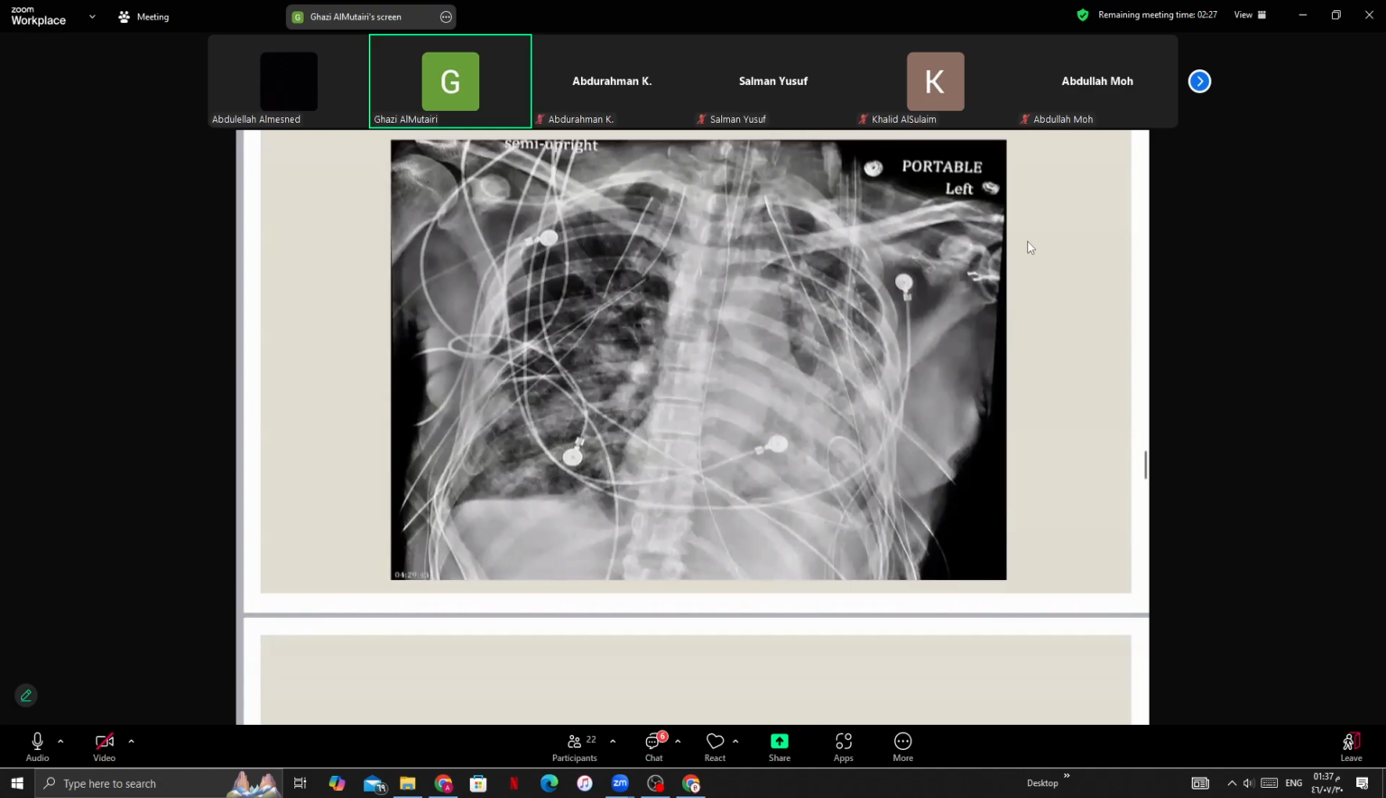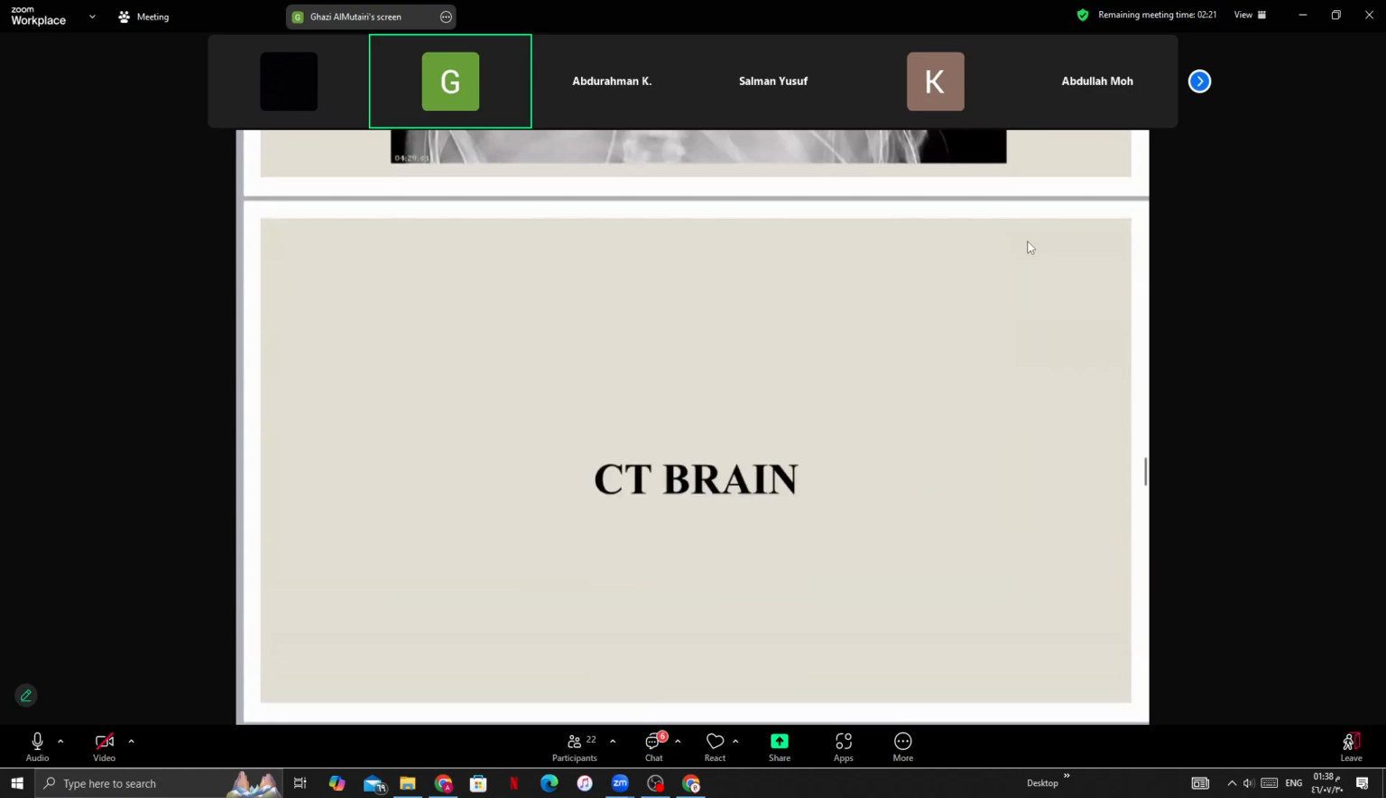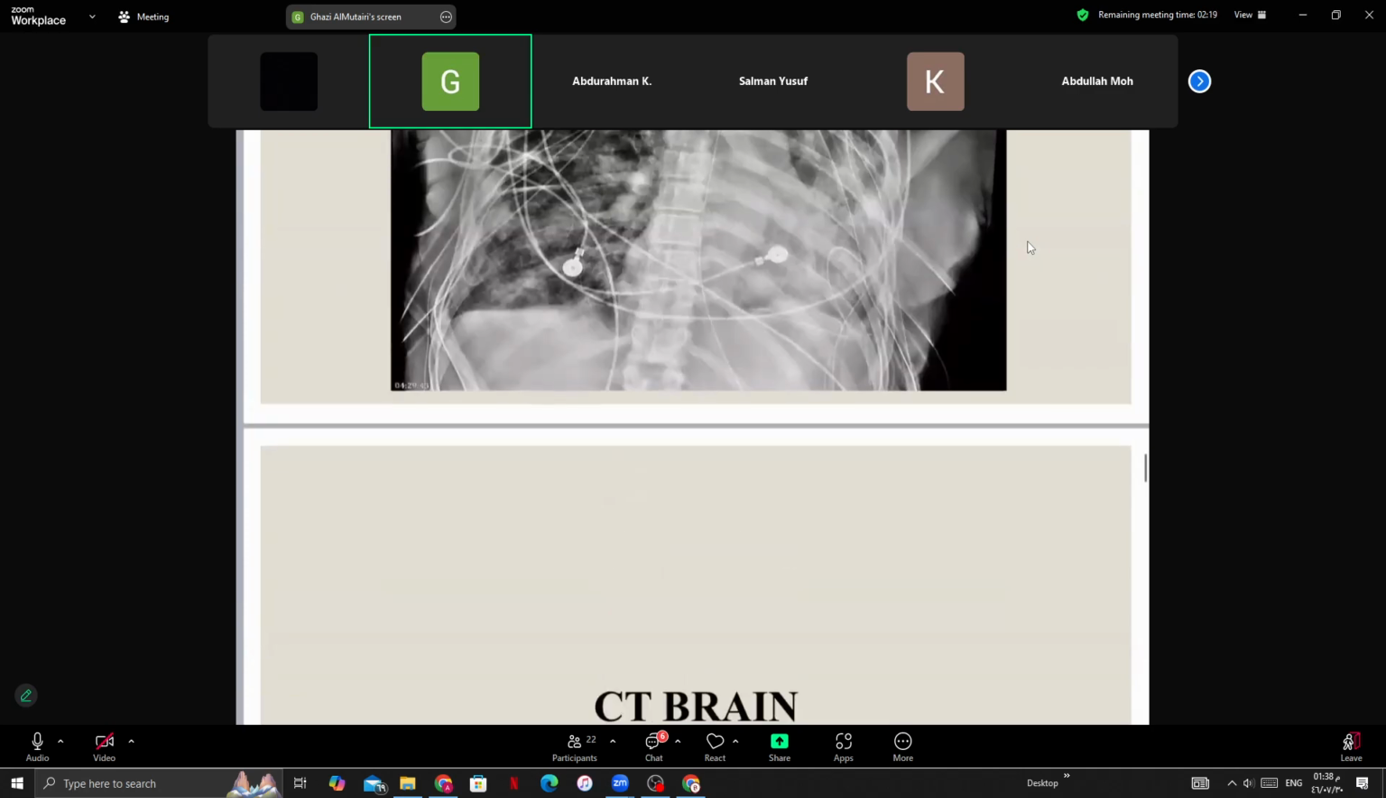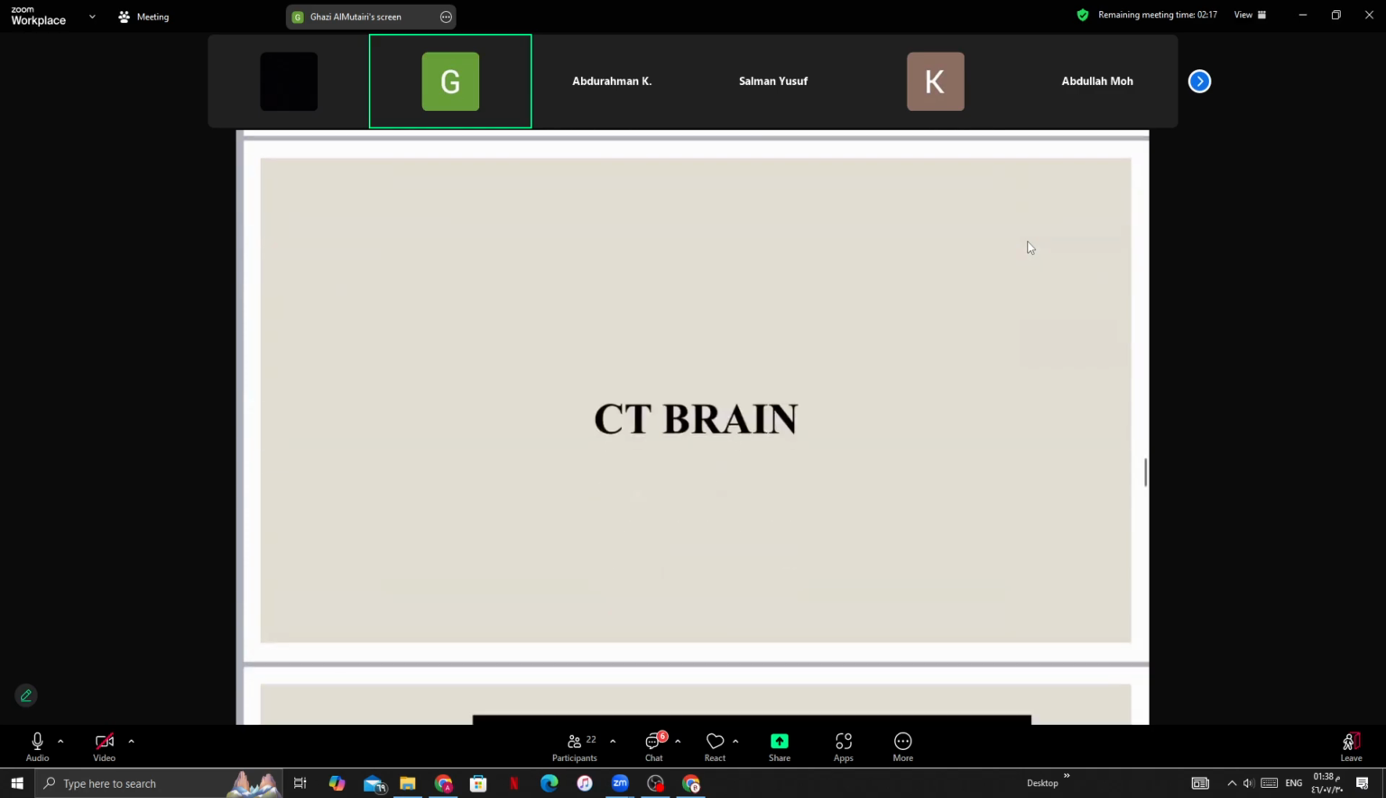Any questions about how to interpret, how to identify pathology by interpreting chest X-ray? لا واضح.